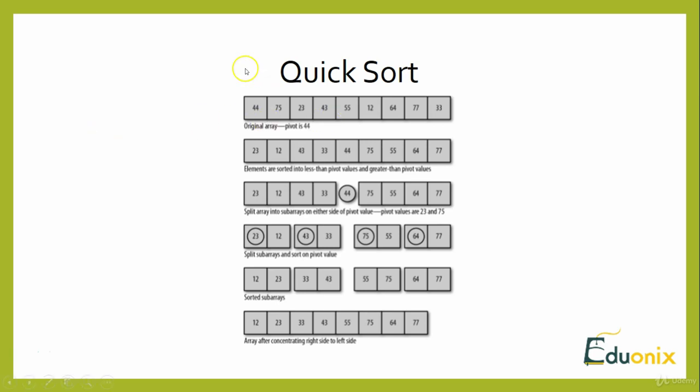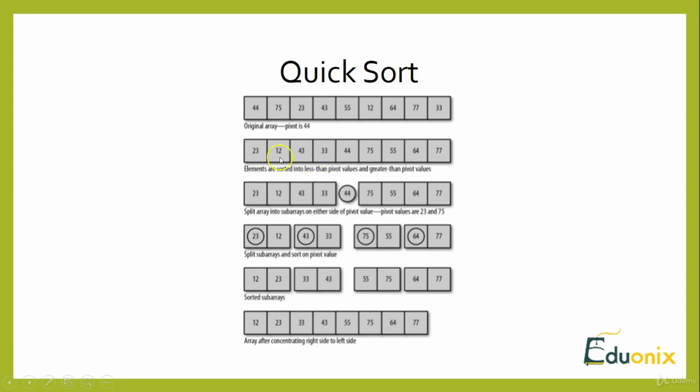Now beginning here in this diagram you can see I have an array with values 44, 75, 23, 43, 55, 12, 64, 77 and 33. The original array is in this format and I would consider my pivot element to be 44. Now what do I do? I sort my elements in such a way that, keeping 44 in between, towards the left side of 44 will be all the elements which are less than 44, and towards the right side all the elements will be greater than 44.